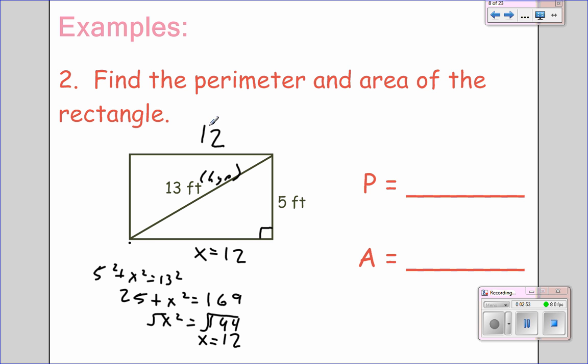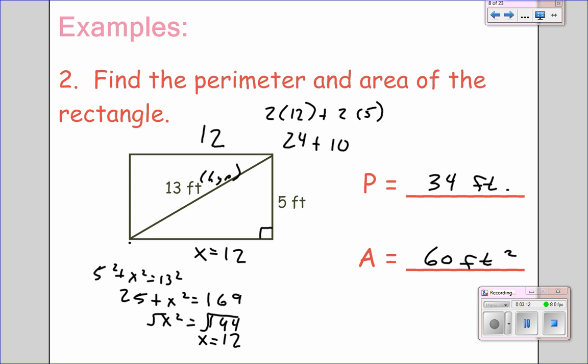So the perimeter is going to be 2 times 12 plus 2 times 5. We don't use the 13 for perimeter because it's not on the outside. But we did use it to help us find our answer for the outside. So 34 feet. Now let's do the same thing here. Length times width, so 12 times 5 is 60 feet squared.